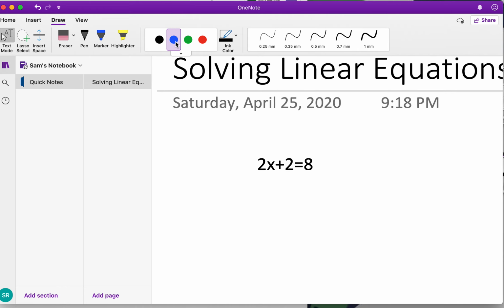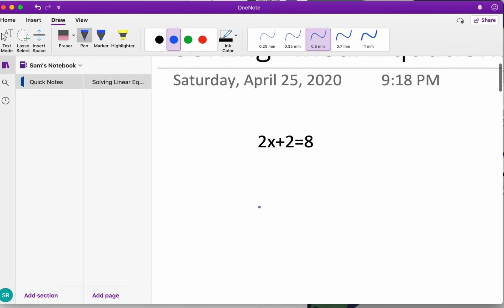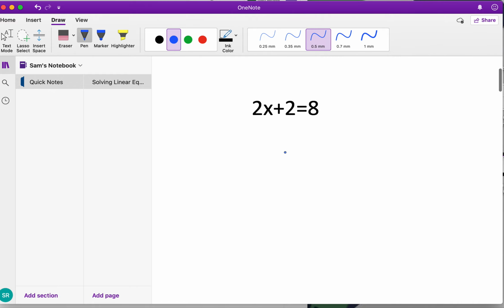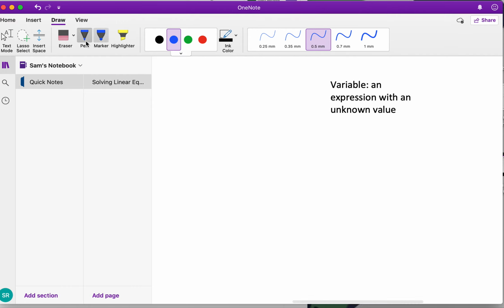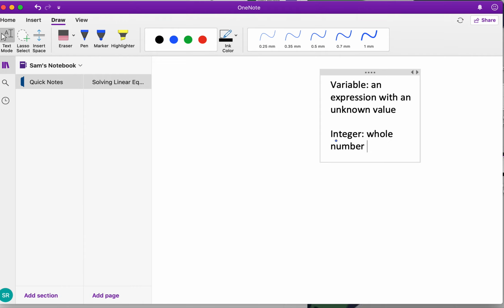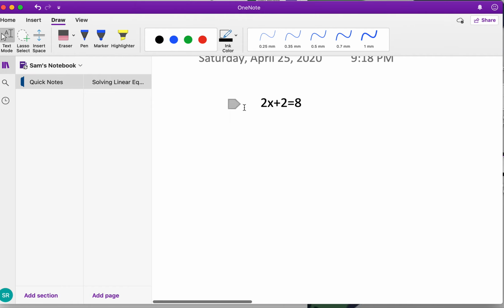So first, let's try to solve the problem, all right? So we have 2x plus 2 equals 8. The first step you want to do is make sure to isolate your variables. So we're going to put our x's on one side and our integers, or our whole numbers, on the other. Okay, so let me write this down real quick for you. Integers. An integer is a whole number. So 1, -1, 4, 6, -8, anything that's a whole number is an integer.